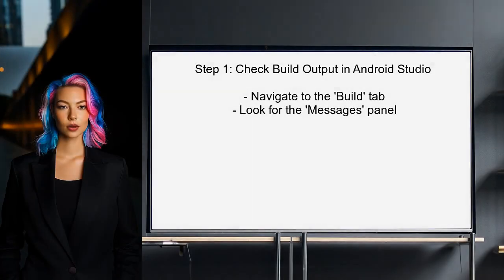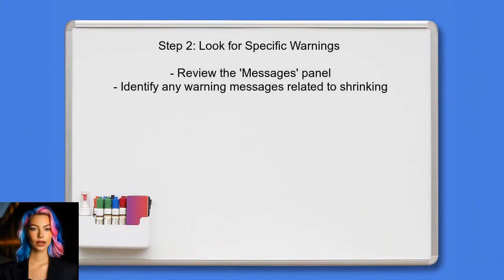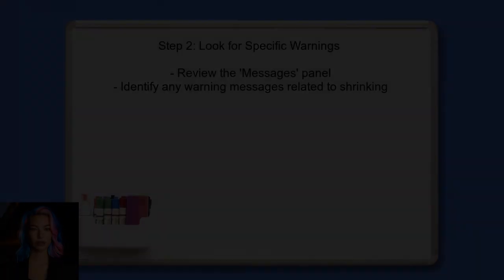To find the warnings related to the shrinking process, the user should first check the build output in Android Studio. This can be done by navigating to the Build tab at the bottom of the screen. Next, the user should look for any specific warning messages that appear during the build process. These warnings will provide insight into what might be causing the issue.